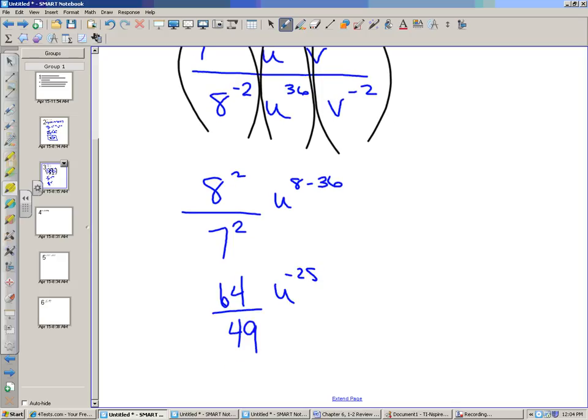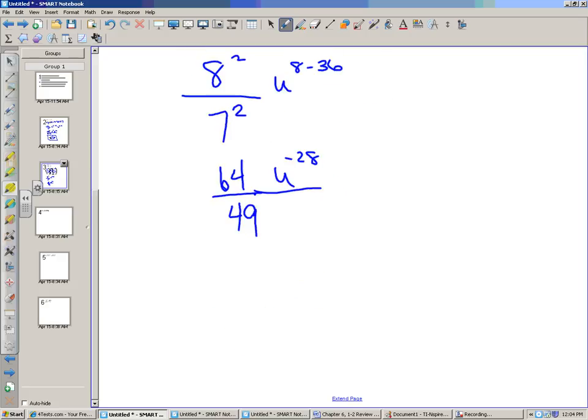U to the -28. Now, I'll deal with that in a minute. Are we all okay with dealing with that in a minute? Or do you want to finish it off? Finish it? Okay. So I extend this. Now where does that need to go? So now I have 64 over 49 u to the positive 28. Do we see that? The u's are done. I go back up.